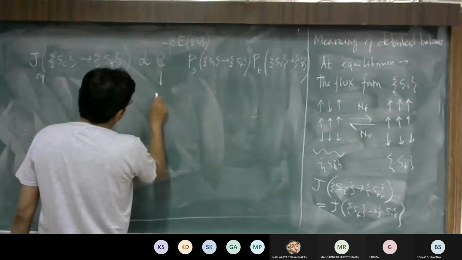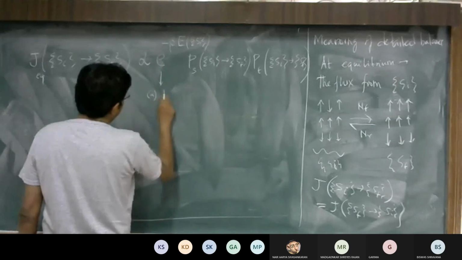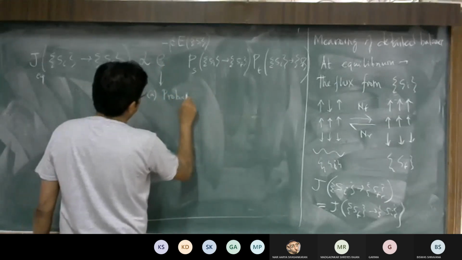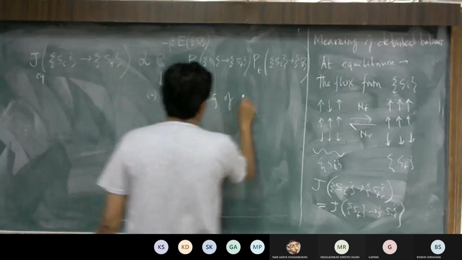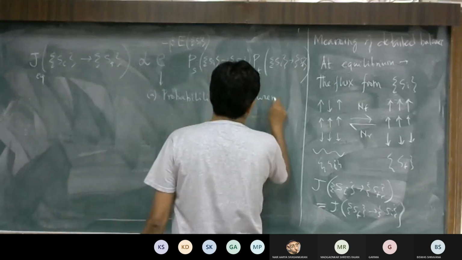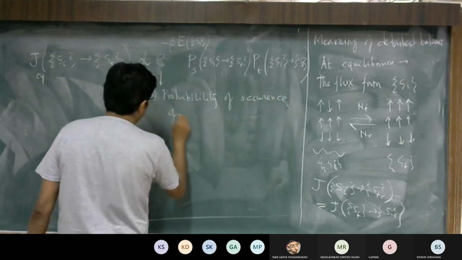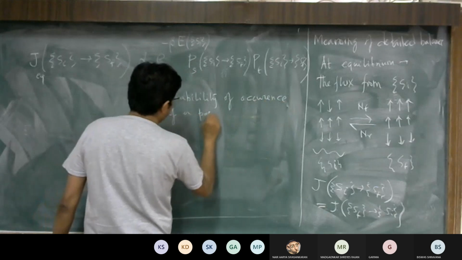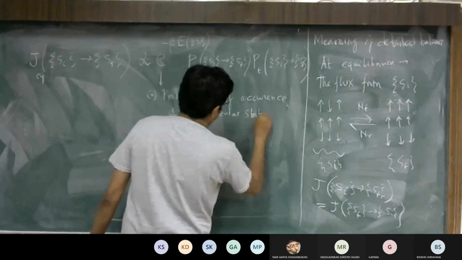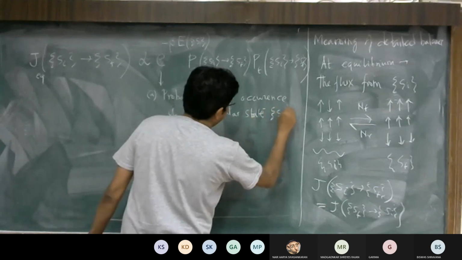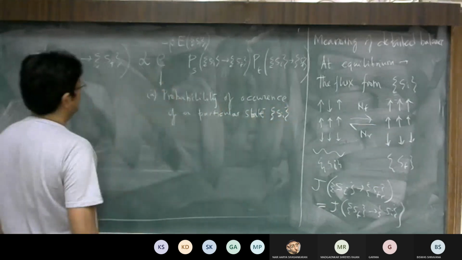So this term, let me call it A. This is just the probability of occurrence of a particular state. Yes. This is the first.